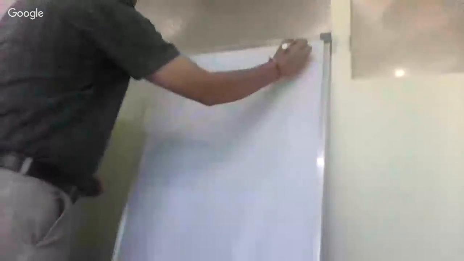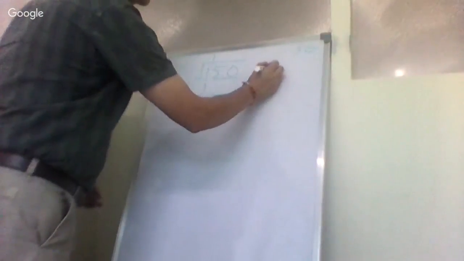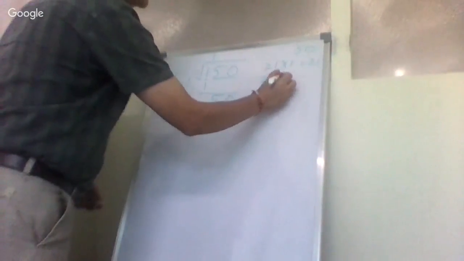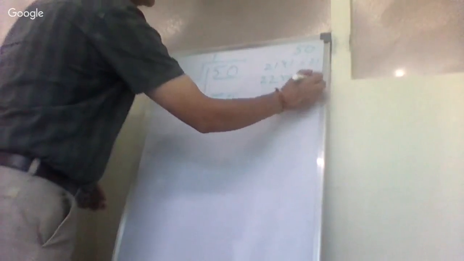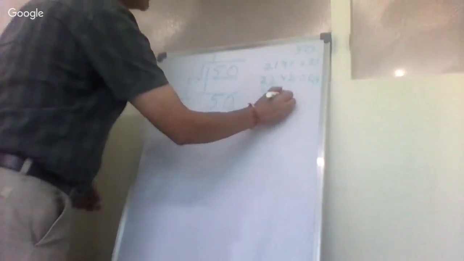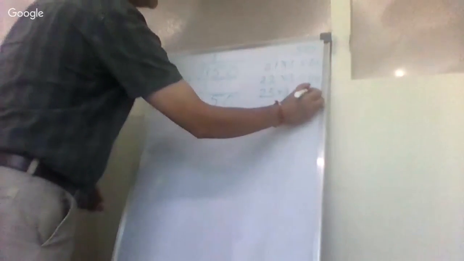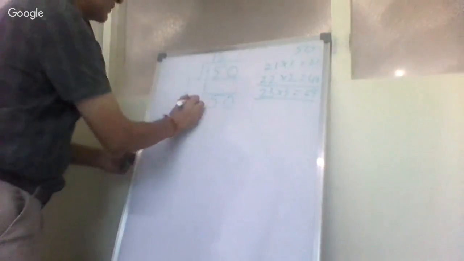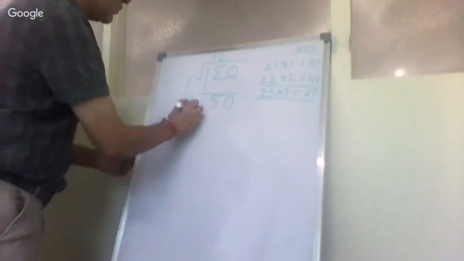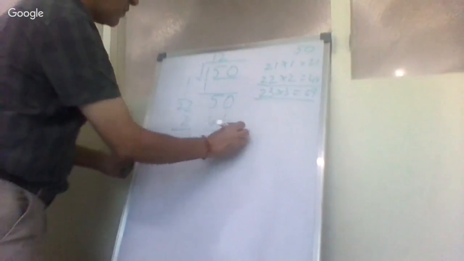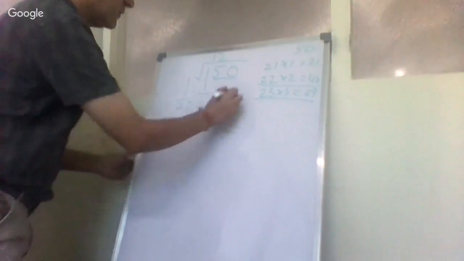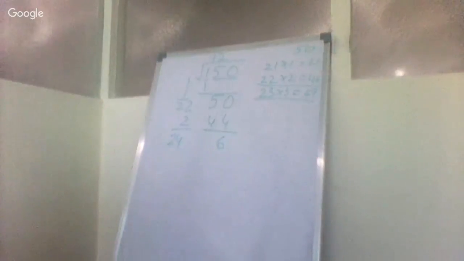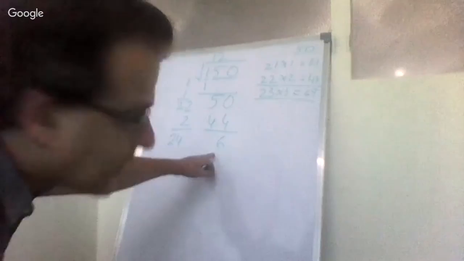So again the same procedure. The number is 50. So 21 into 1 is 21, which is less than this. 22 into 2 is equal to 44, less than this. 23 multiplied by 3 is equal to 69. It's greater. We'll take the previous one. So this becomes 12. Here 2. And here 2. 2, 2 is 4. So this becomes 44. And this becomes 24. The remainder is 6.